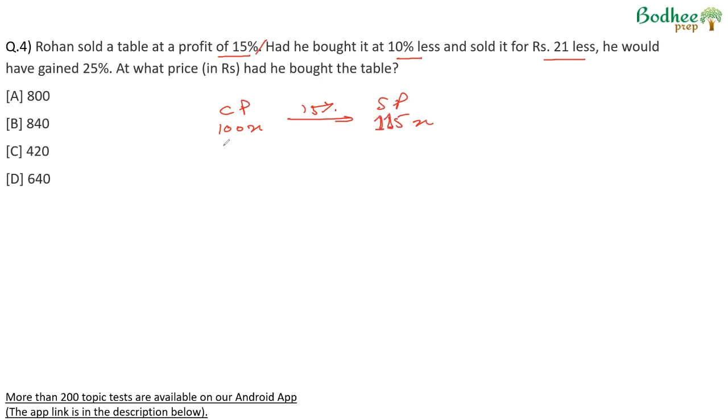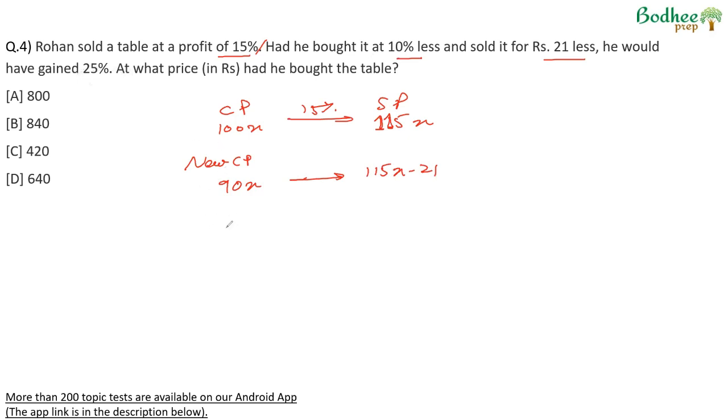Now, had he bought it for 10% less, the new CP is 10% less than 100x, which is 90x. 10% of 100 is 10, reduce 100 by that, 90, and sold it for 21 less. So the selling price is 115x minus 21, 21 less than initially. He would have gained 25%.